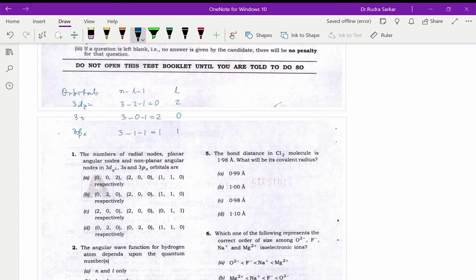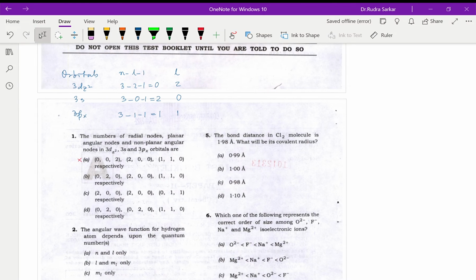So let's check. We have radial nodes, what? 0, 2 and 1. Okay, fine. Angular nodes, for the first 3dz square, it is over here given 0, but actually it should be 2. So option A is incorrect.